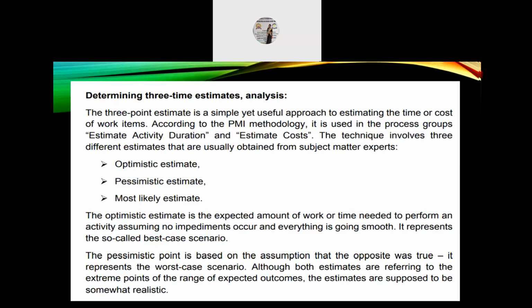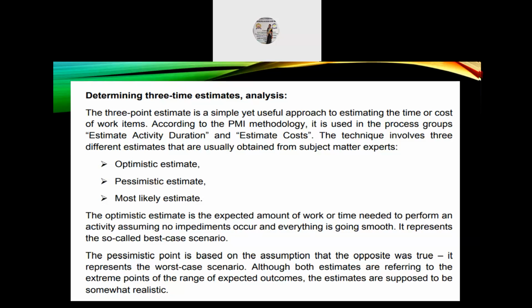Determining three-time estimates analysis. The three-point estimate is a simple yet powerful technique for estimating time or cost of work items. According to the PMI methodology, it is used in the process groups estimate activity duration and estimate cost. The technique involves three different estimates that are usually obtained from subject matter experts. They are optimistic estimate, pessimistic estimate, and most likely estimate.